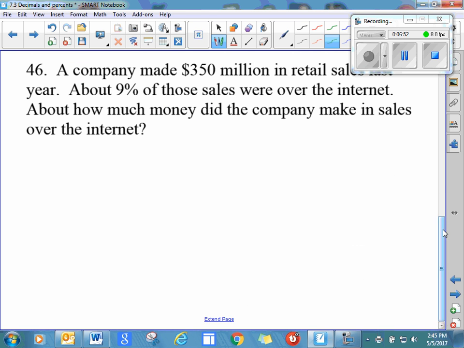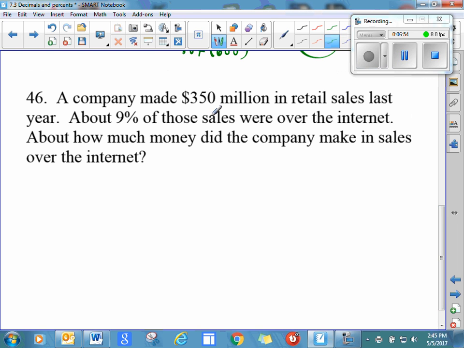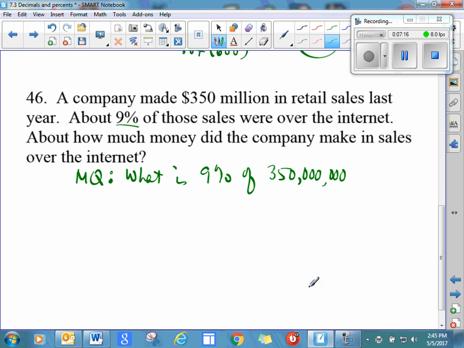Okay, and this last one on this page, same sort of thing. It tells you that this company made a whole lot of money in sales, and it says 9% of those they made over the internet. How much money did they make over the internet? Well, the math question boils down to, what is 9% of $350 million? That's the math question.